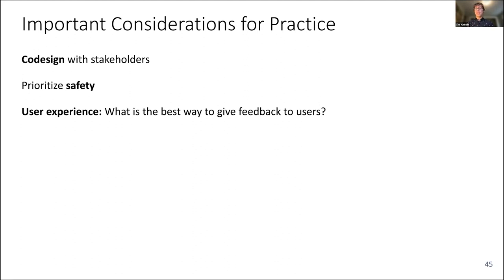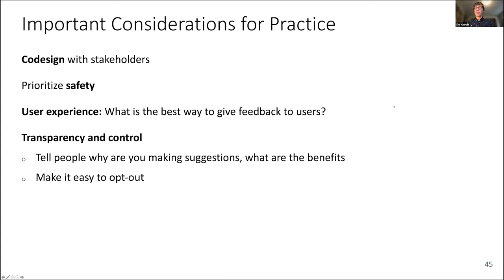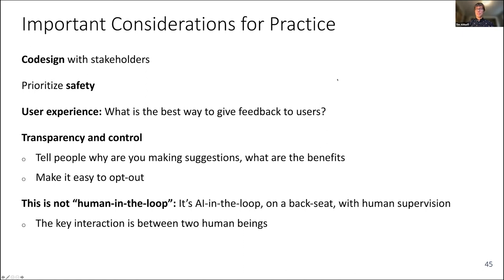We also need a careful design of user experience. It's actually not obvious what the best way is to give feedback on empathy. How can we do that only when people need it in a way that's minimal and simple, yet maximally effective? We also learned in working with people on this platform that there's a big need for transparency and control. People want to know why one would make these suggestions. What are the benefits? Why should they be using the system? Why are they suddenly getting feedback? We also want to make it easier for them to opt out of the system.